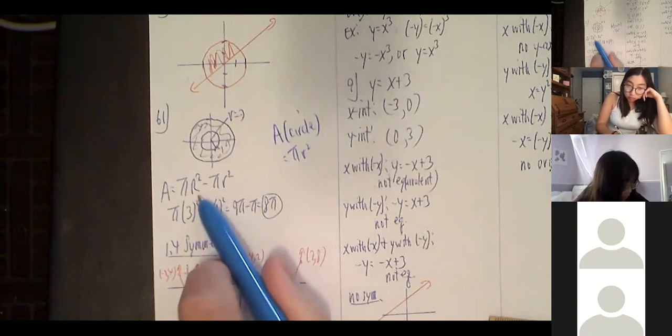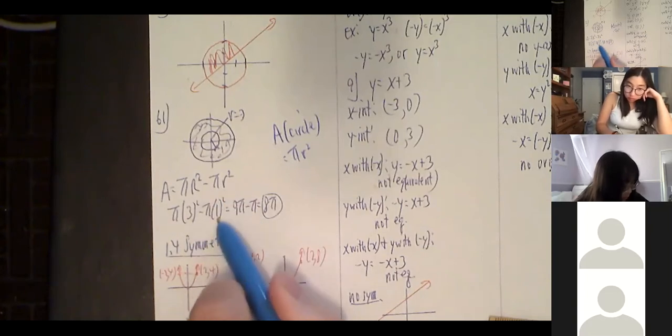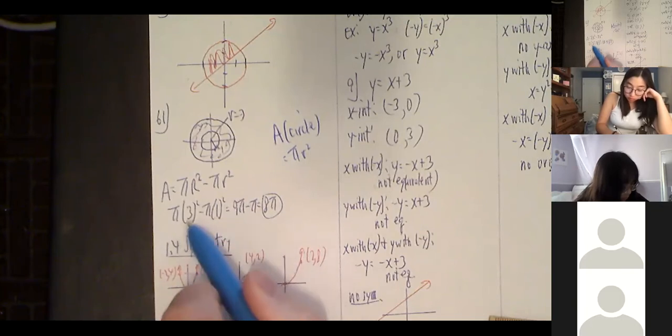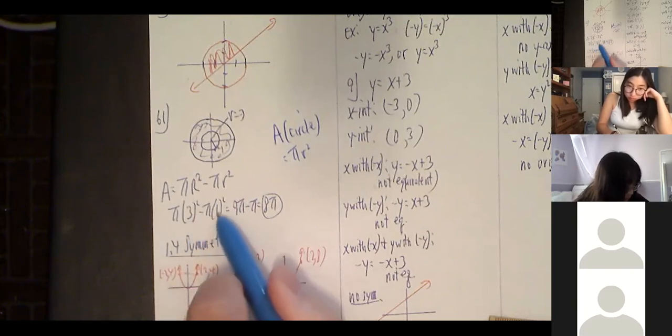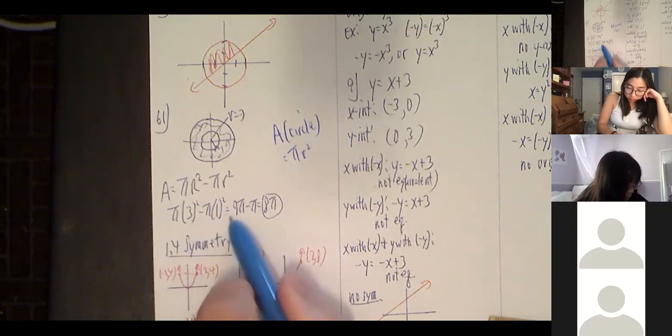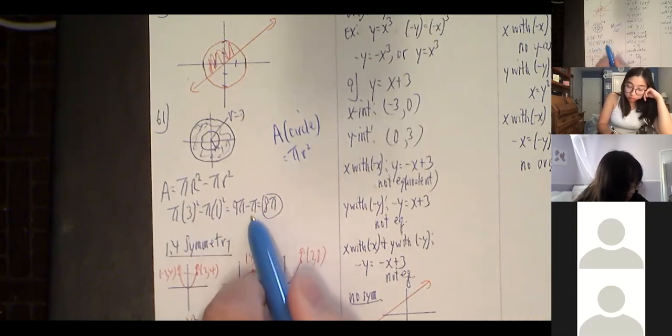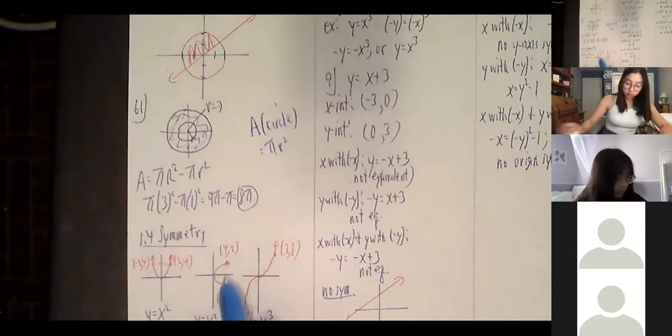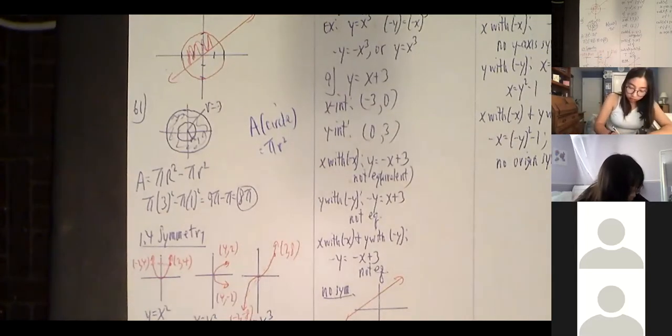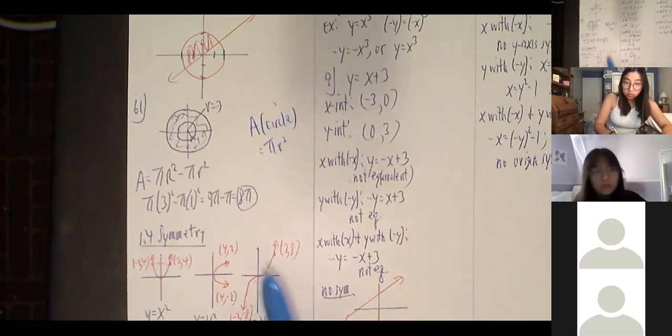Okay, so the bigger r was 3, the smaller r was 1. So pi times 3 squared minus pi times 1 squared. Okay, so that's 9 pi minus pi. And it looks like the final answer is just 8 pi. And just leave your answer as 8 pi. You don't have to punch it in your calculator for 3.14 and all that kind of stuff. Okay, just leave it as 8 pi.